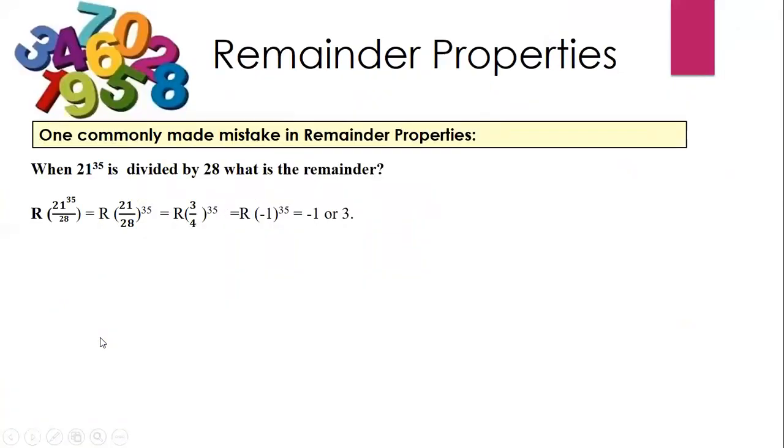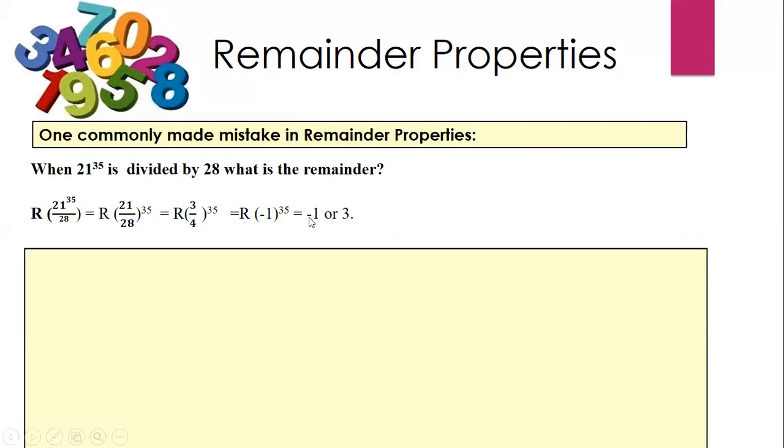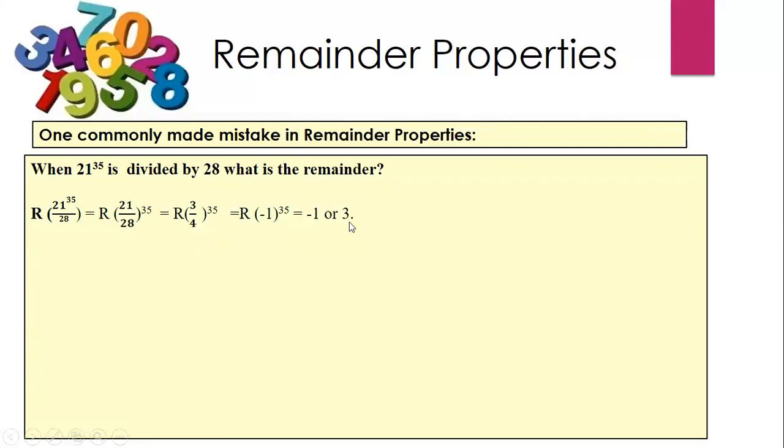Now, one commonly made mistake in remainder properties: when 21 power 35 is divided by 28, what is the remainder? Usually based on the property, we take 21 by 28 to the whole power 35. 21 and 28 are both divisible by 7, so 3 by 4 to the whole power 35. 3 by 4 means the remainder will be minus 1. Minus 1 to the whole power 35 is minus 1, so we will say our answer is 3, which is 4 minus 1.